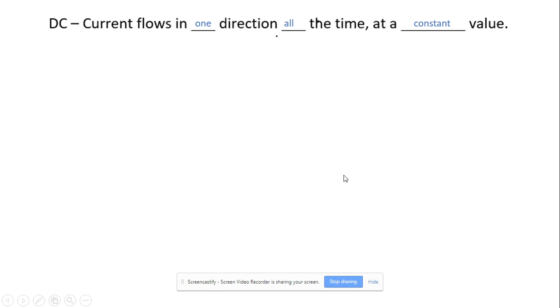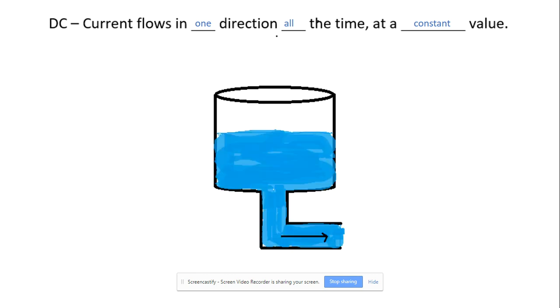Alright, so also just a clarification, quick example for DC. We said that the current flows in one direction all the time at a constant value. So a visual representation of this is if you have a tank of water and you have a single pipe, so it's only a unidirectional flow, going out of the pipe.